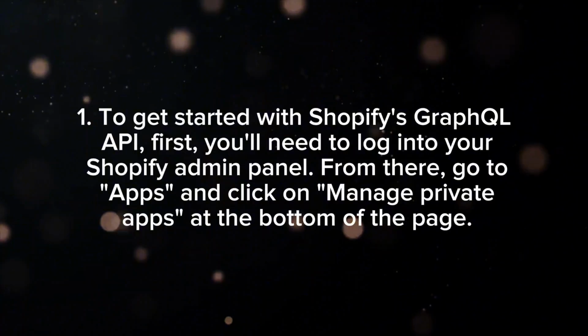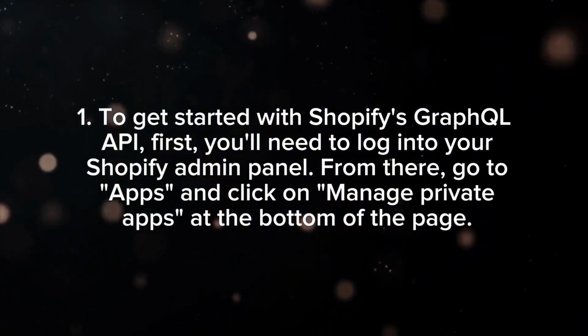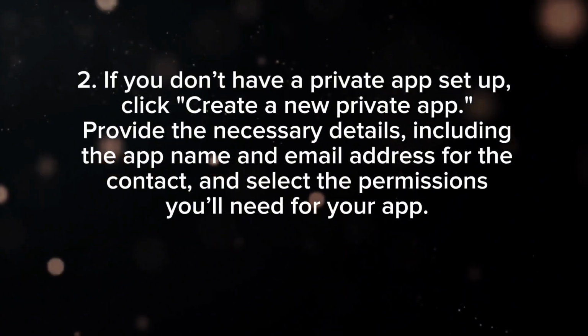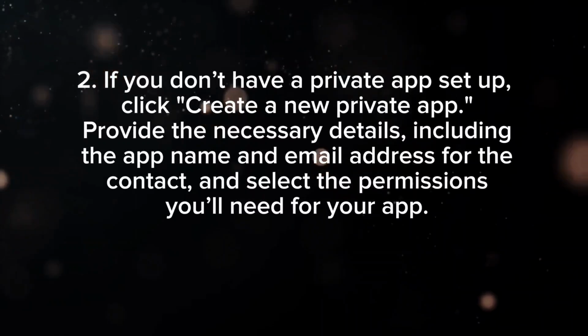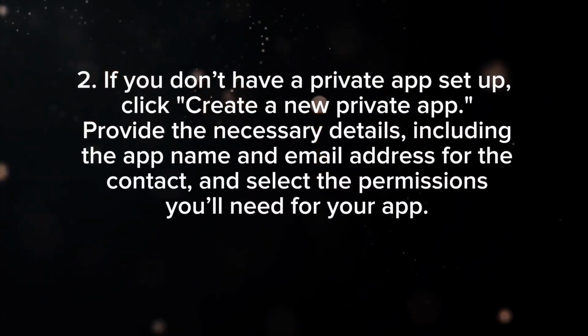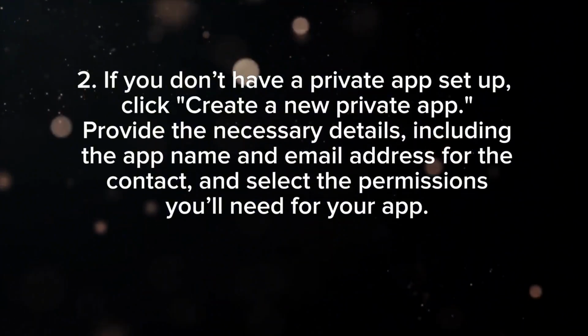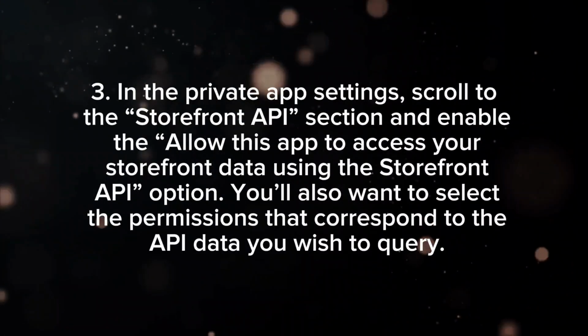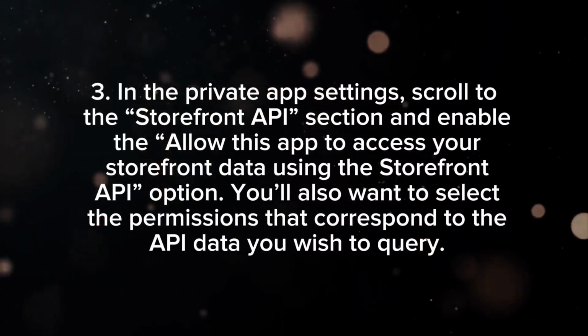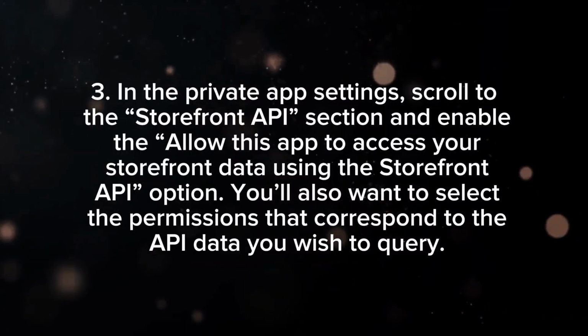From there, go to Apps and click on Manage Private Apps at the bottom of the page. 2. If you don't have a private app set up, click Create a new private app. Provide the necessary details, including the app name and email address for the contact, and select the permissions you'll need for your app.